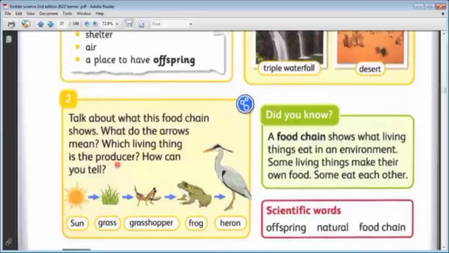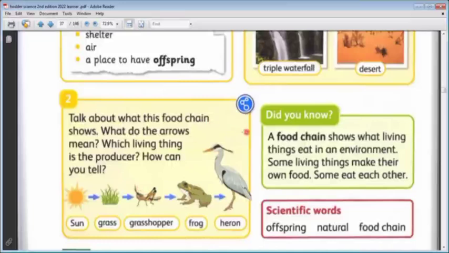Okay, Sama? These arrows, what do these arrows show? The arrows show what is food for what. The arrows here show that the grasshopper is food for the frog. So the frog eats the grasshopper. And this arrow shows that the frog is the food for this bird. So the arrows in the food chain show what is the food for another living thing. The frog is food for the bird. The grasshopper is food for the frog. The grass is food for the grasshopper.